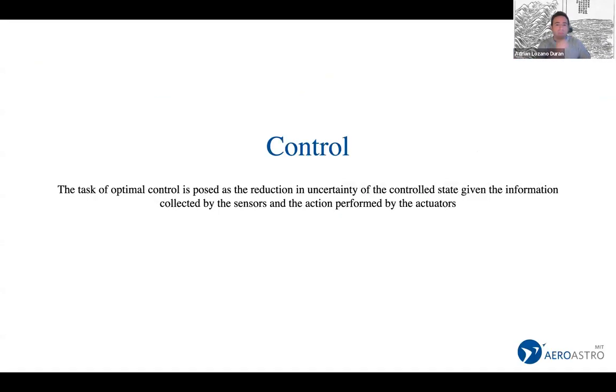So the last case that it will take me 5 minutes to talk about is the case of control. So we can also think of the task of optimal control. We can pose that task as the reduction in uncertainty of the control state given the information collected by the sensors and the action performed by the actuators. So we can think that what we want to do with the control is we are going to be measuring things in the flow and acting on the flow. And our goal is to be 100% sure of what is going to happen in the future. So if we are able to do that, then we are able to control the flow. Obviously, that's not going to be possible in general, but that's what the control should aim to do.